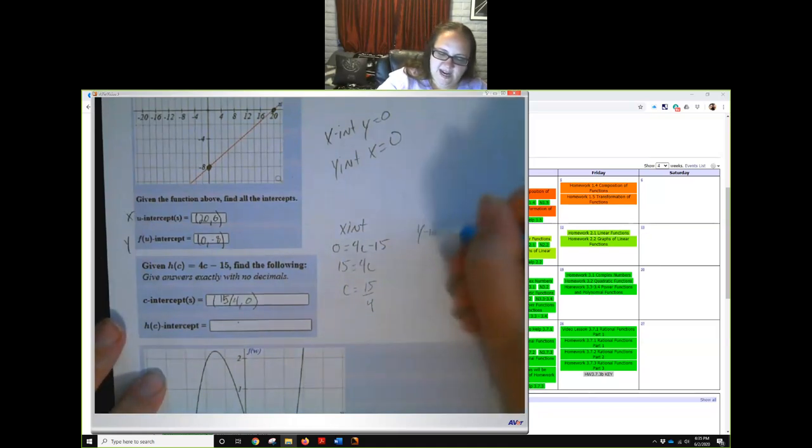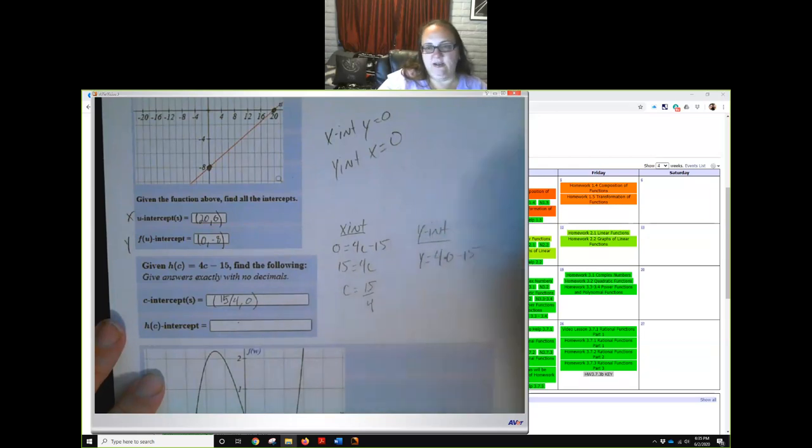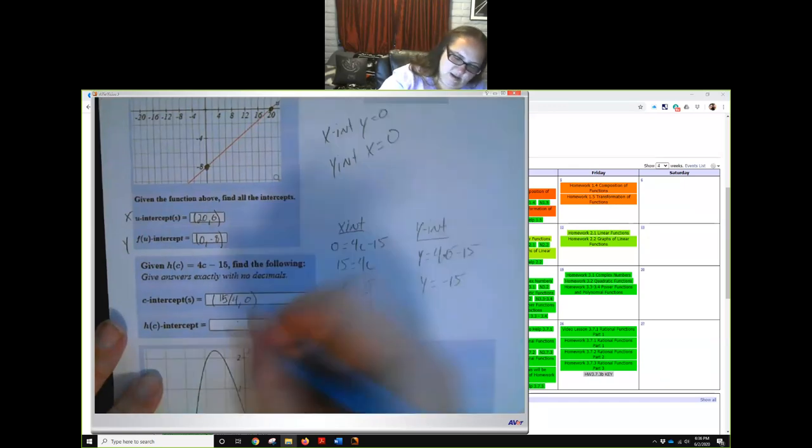And then my y-intercept is going to be where x is 0. So y equals 4 times 0 minus 15. 4 times 0 is 0. So y equals negative 15.